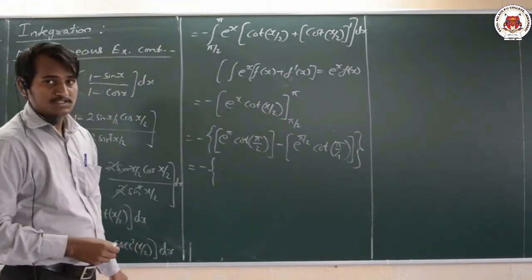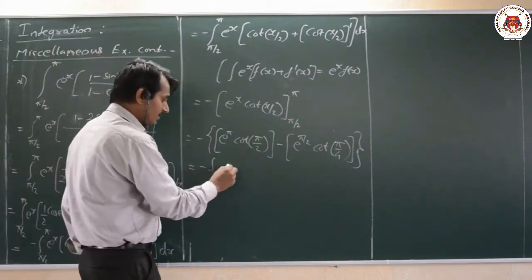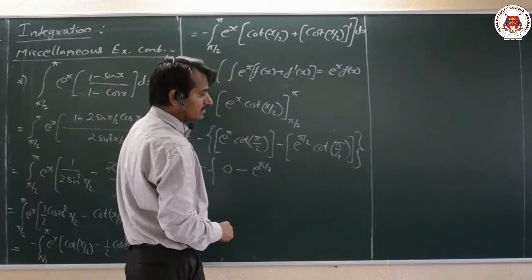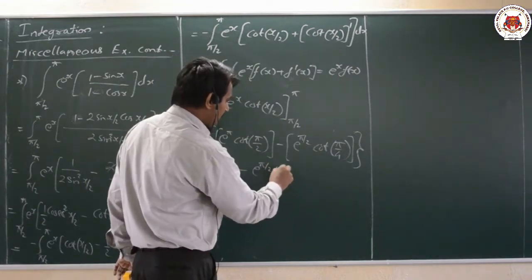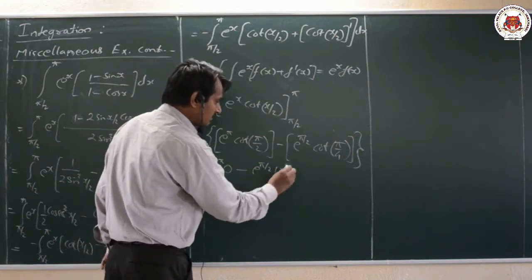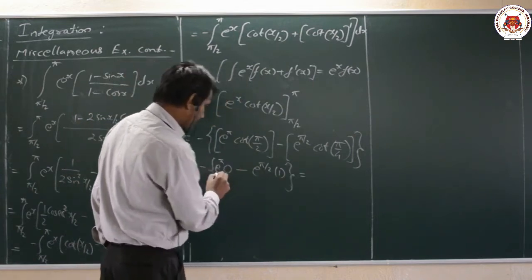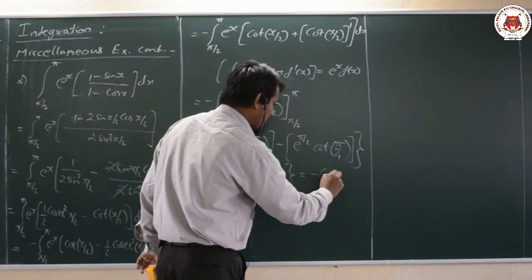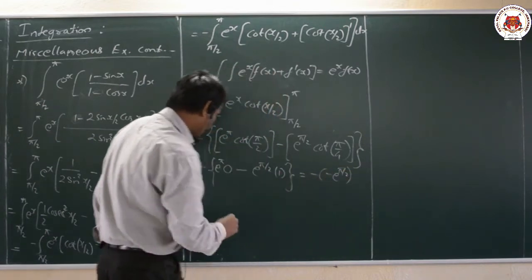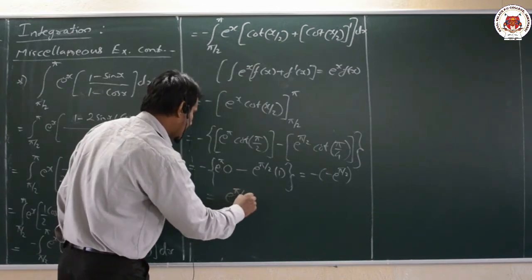Next, the value is e raised to pi as it is, cot pi by 2. What is the value of cot pi by 2? The value is 0 here. Minus of e raised to pi by 2 as it is, dear students, cot of pi by 4, the value will be 1 here. So what we get is 0 minus of minus e raised to pi by 2. The last answer is e raised to pi by 2.